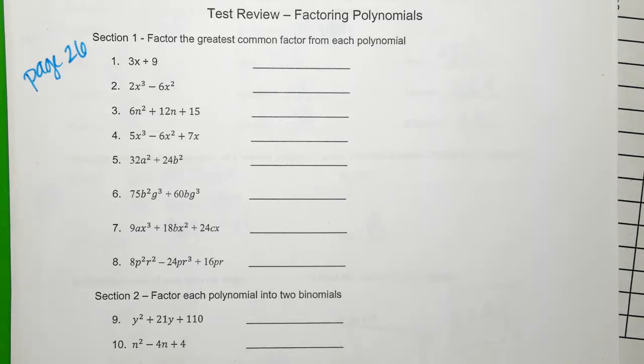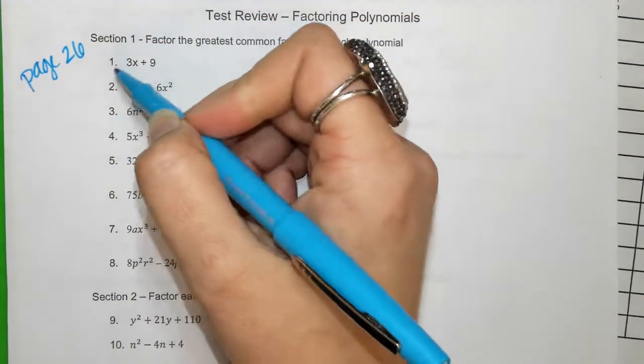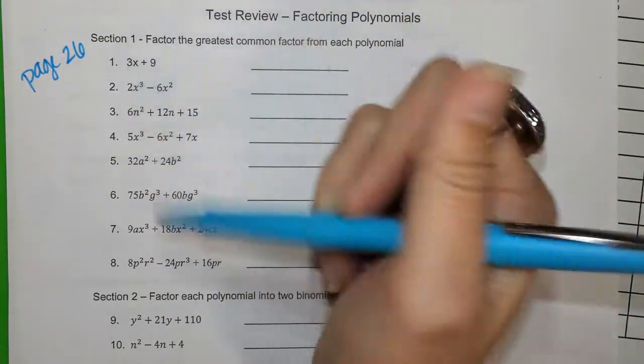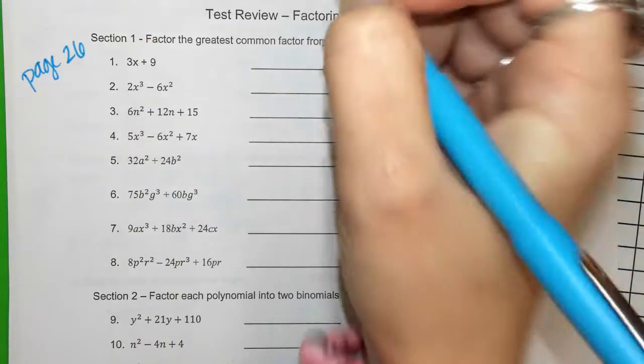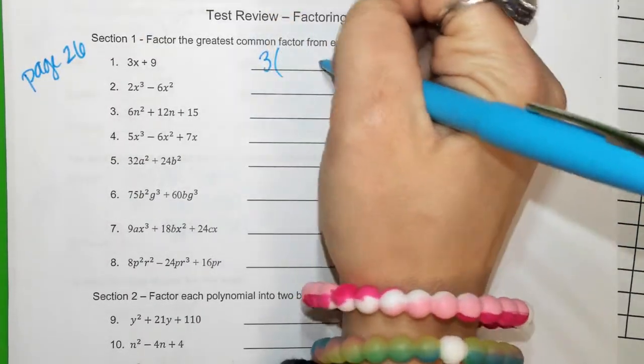Yes, I wanted you to read that first part where it tells you what the GCF is. The GCF is the largest number that divides into 2 or more factors. What's the largest number that divides into 3x and 9? Okay, so we would divide everything by 3.